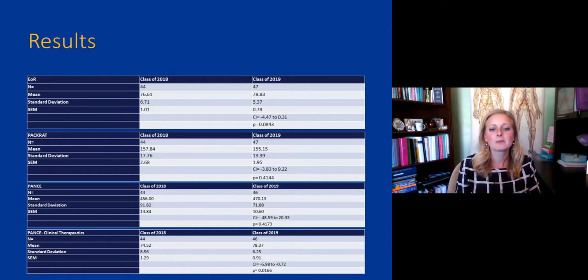Looking at our results, I'm not going to bore you by going through each of the details, you can certainly read them, but we can see that the class of 2018 and 2019 had similar results, or 2019 at times had better testing results, with one statistically significant difference, and that would be in our last group, the PANCE Clinical Therapeutics, which is a subsection of their PANCE National Certification Exam that is specifically mapped to pharmacology in the blueprint. And we can see that the class of 2019, again the post-classroom remodel group, did significantly better than our pre-group with a p-value of 0.016.